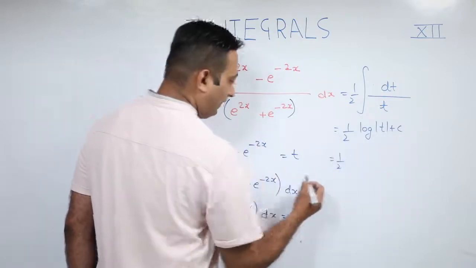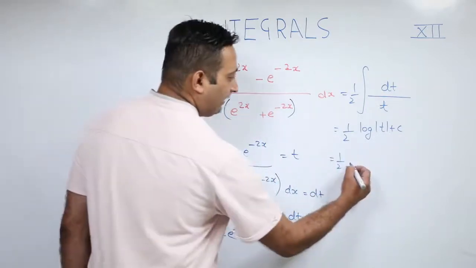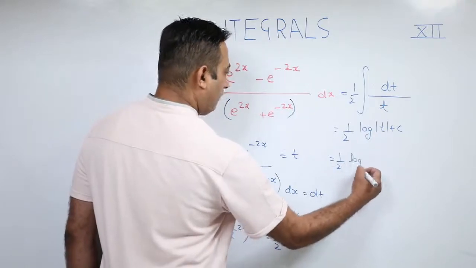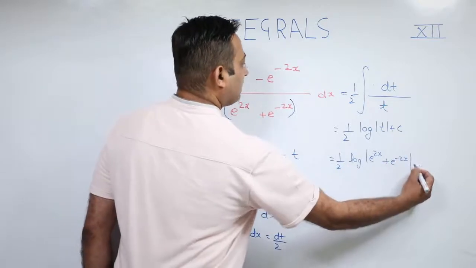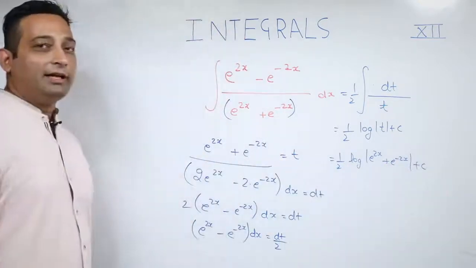Now I'll put the value of t from the given substitution. We get half log of mod e raised to the power 2x plus e raised to the power minus 2x plus c. This is our final answer.